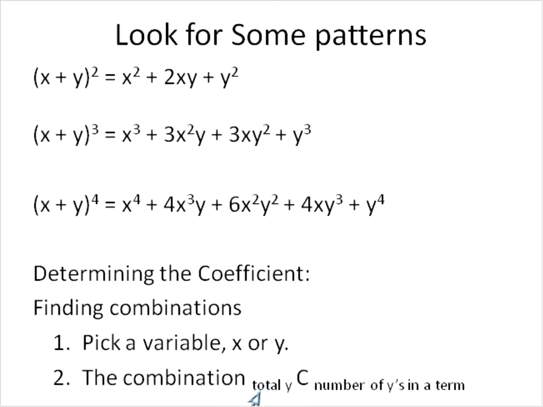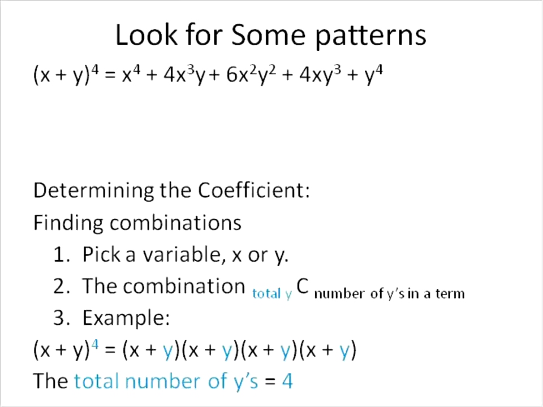My combination will look like this. I'll have the total y values and then the number of y values inside of a given term. Here's what I mean by that. X plus y to the power of 4 is the same as saying this, x plus y times x plus y times x plus y. So the total y values are 4. Alright, there are 4 y values.